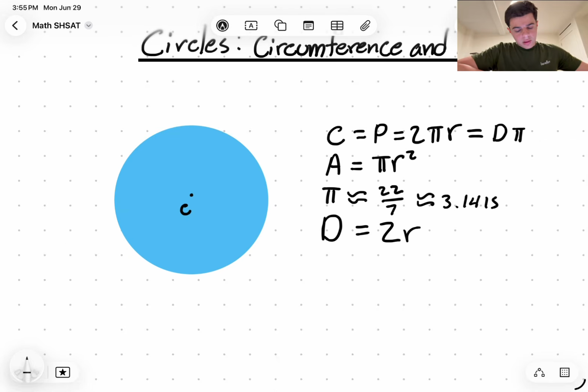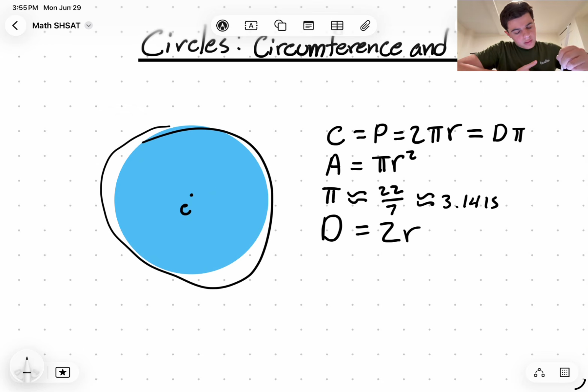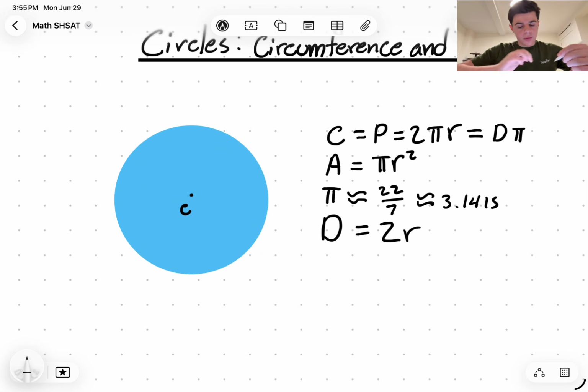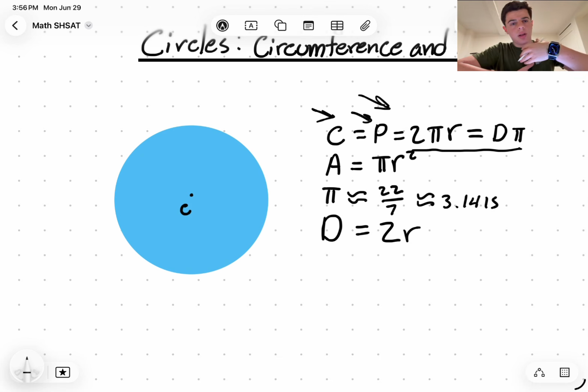Now, the other thing we can talk about is the perimeter of a circle. The perimeter of a circle, this outer edge here, is known as the circumference. The circumference is just another name for the perimeter, but it's specifically for circles. So this part here that surrounds it is known as the circumference, and we have a formula here that we'll get to in a minute. As you can see here, circumference equals perimeter, and then we have two different ways of expressing the formula for the perimeter.